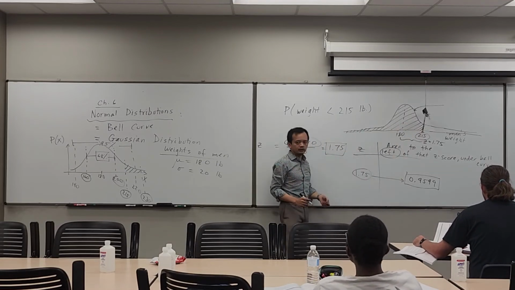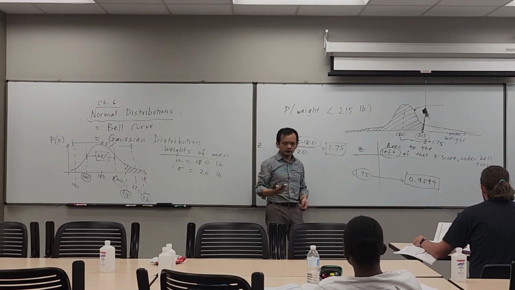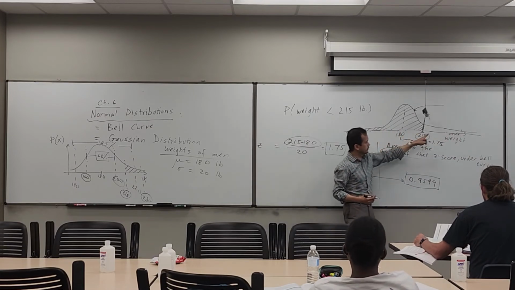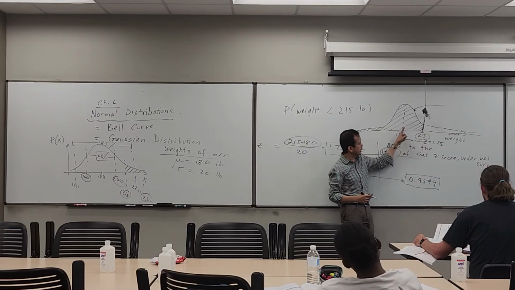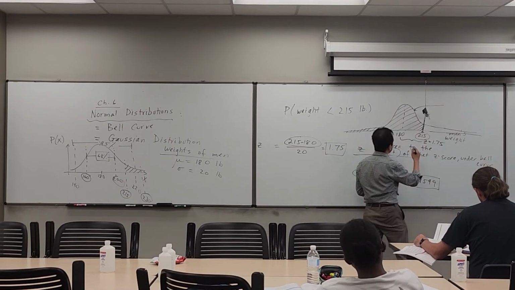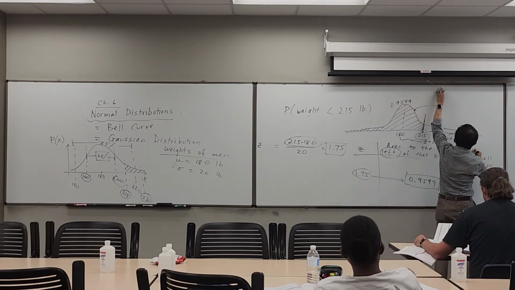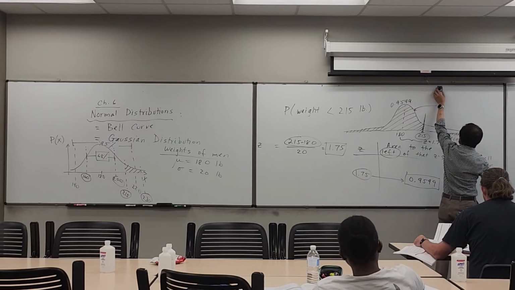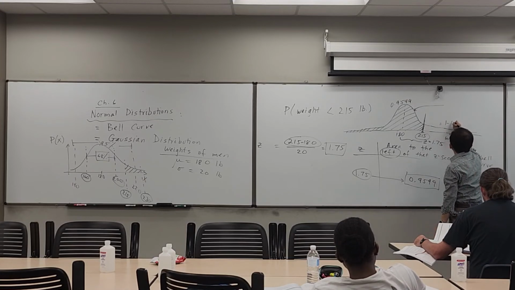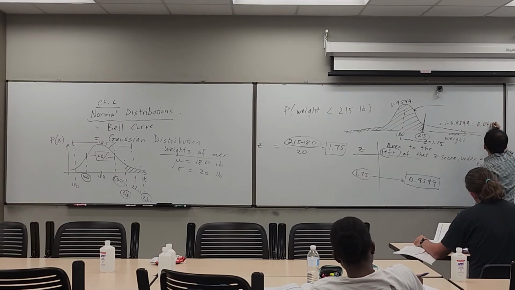What if you had wanted an area to the right instead? Could you take 1 minus the area to the left? Very good, because we've said that the total area under the bell curve is exactly 1. So if you want the area to the right, you take the total area, which is 1, and subtract the left area. This left area is 0.9599, and therefore the right area will be 1 minus that, so it'd be 0.0401.